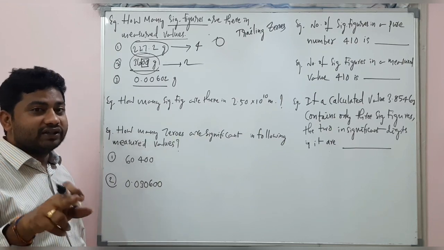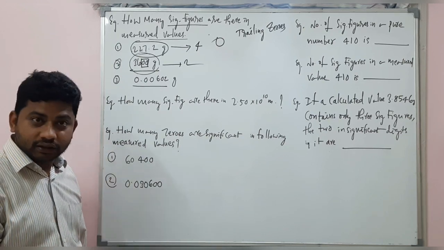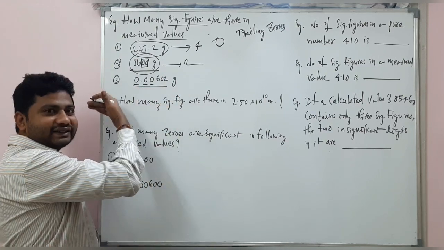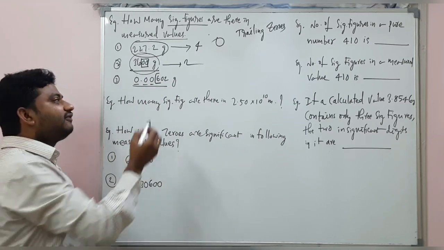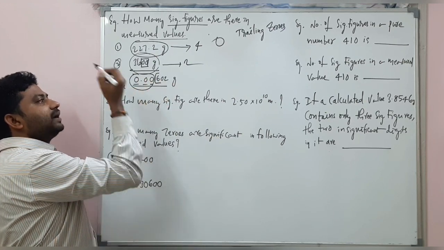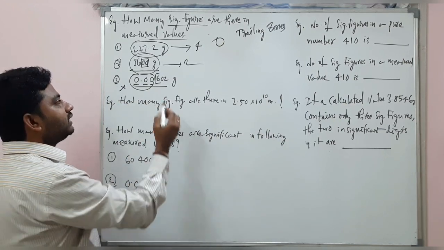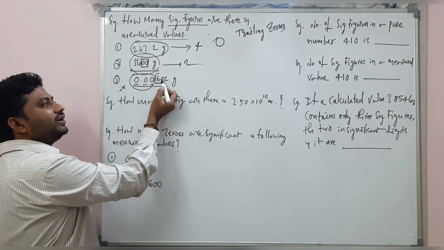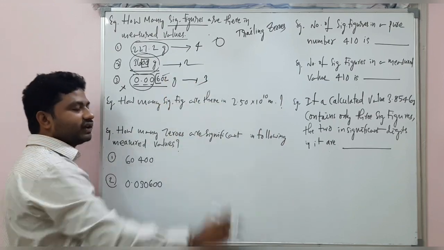If the number is less than 1, there is a rule. What is that? Less than 1 means it must be in terms of 0 point. Clear? So, if the number is less than 1, all the zeros present on the left side of the first non-zero digit, this is the first non-zero digit, these 1, 2, 3 zeros are insignificant. We will not consider them, and we will consider the others as significant figures. How many here? 1, 2. And this is the 0 which is present in between two non-zero digits. So I can say this 0 is also significant. So the total significant figures here are 3.